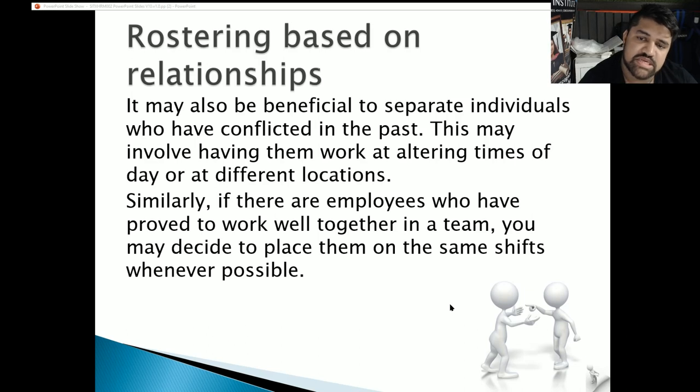Rostering based on relationships. It may also be beneficial to separate individuals who have conflicted in the past. This may involve having them work at alternating times of the day or at different locations. Similarly, if there are employees who have proved to work well together in a team, you may decide to place them on the same shifts whenever possible. So essentially, we're looking for the most productivity and trying to lessen any conflicts that we can.